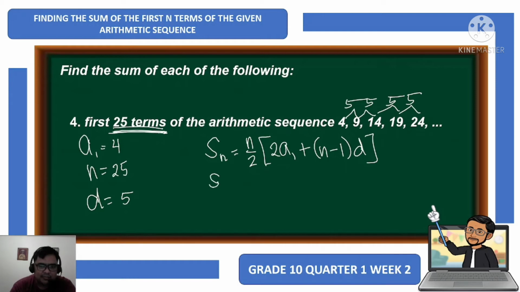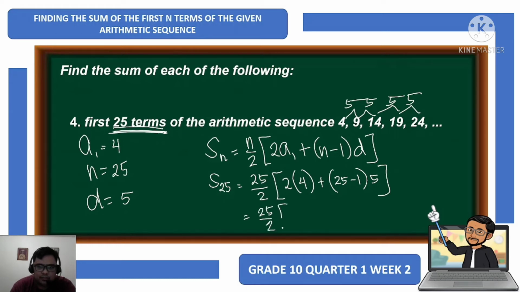So, S sub 25 is equal to 25 divided by 2 multiplied by 2 times 4. Substitute lang natin. Plus n is 25 minus 1 times the common difference, 5. So, again, 25 over 2 multiplied by 2 times 4 is 8 plus 25 minus 1 is 24 times 5. So, again, simplify. 25 divided by 2 multiplied by 8 plus 24 times 5 is 120.